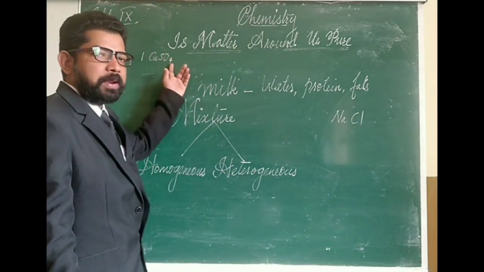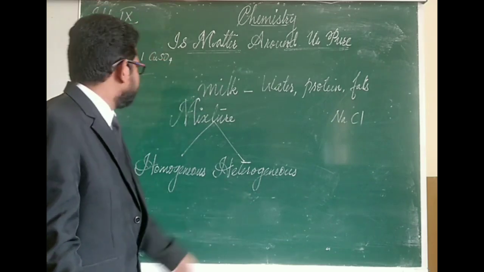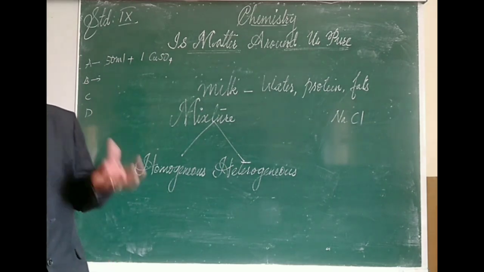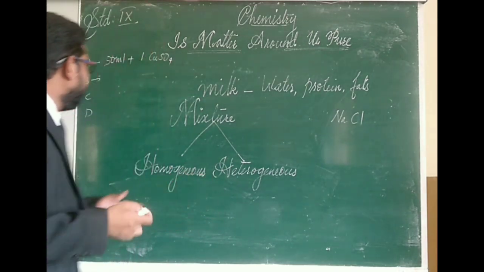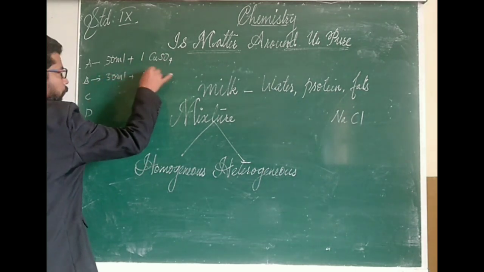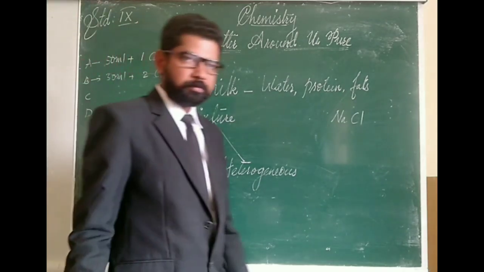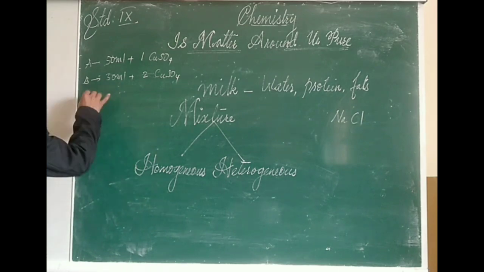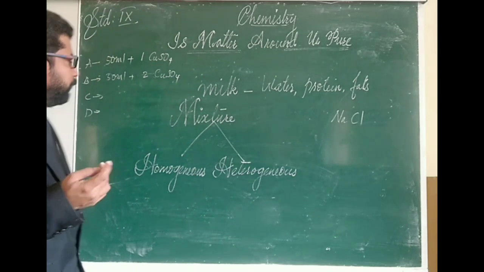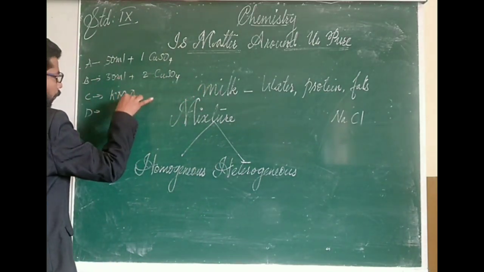Remember, copper sulfate is blue in color. In the first lesson we saw that the formula of copper sulfate is CuSO4. For group B, we can give the same 50 ml of water in a beaker, and instead of 1 spatula, we can give 2 spatulas of copper sulfate. And for groups C and D, we can give different amounts of potassium permanganate and salt.